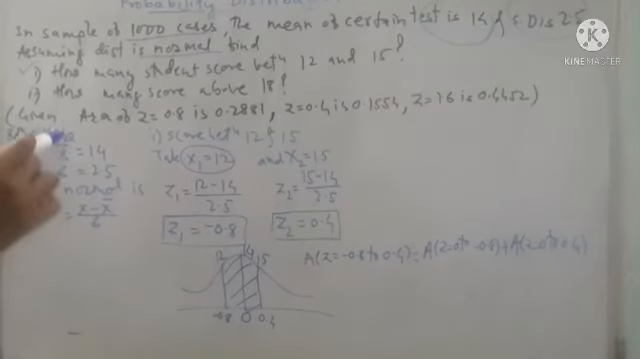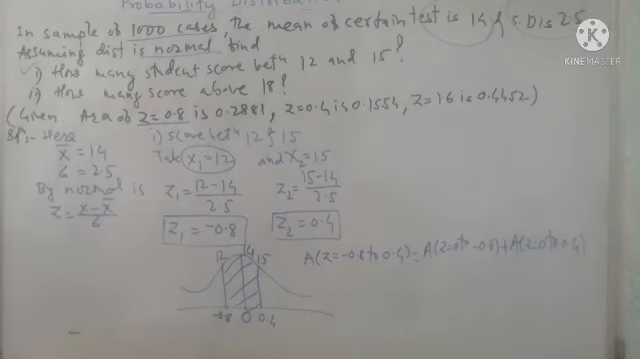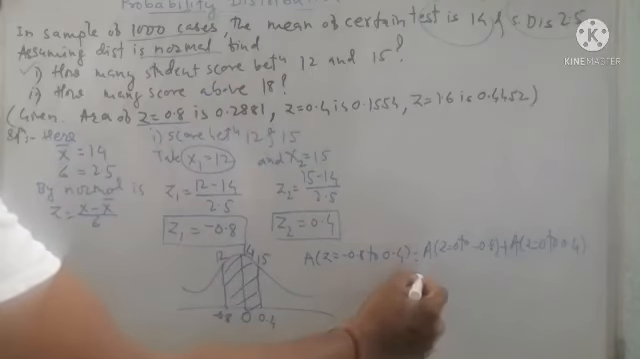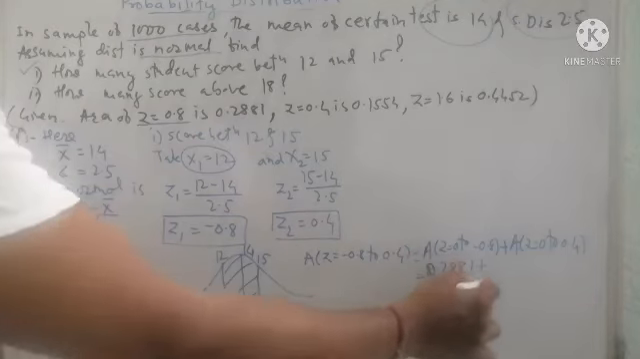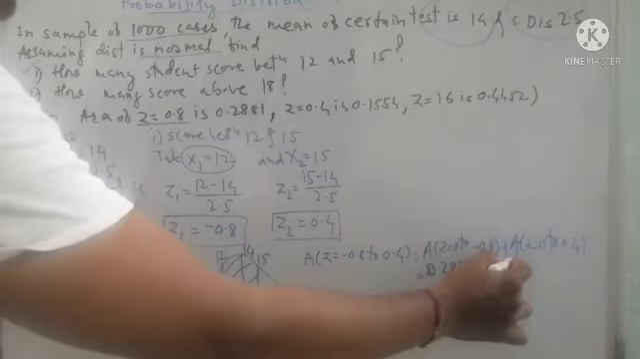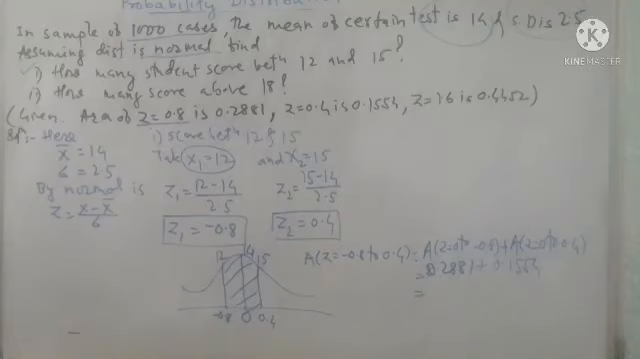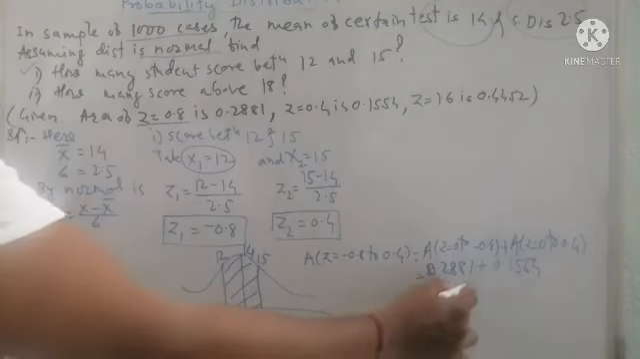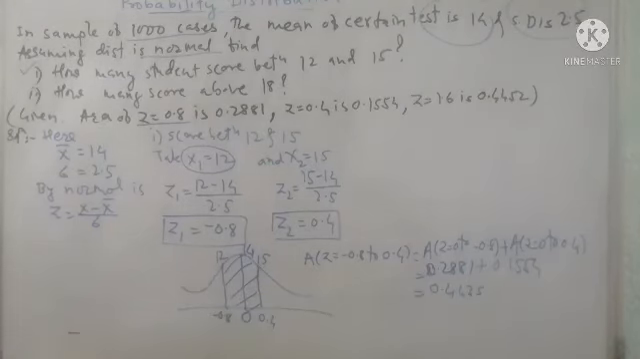Now, as we are provided the area for z equal to 0.8, and as this is symmetrical, the area from 0 to 0.8 or 0 to minus 0.8 is 0.2881, plus the area from z equal to 0 to 0.4, which is 0.1554. Now adding these we get the value 0.4435. That means this area has the value 0.4435.